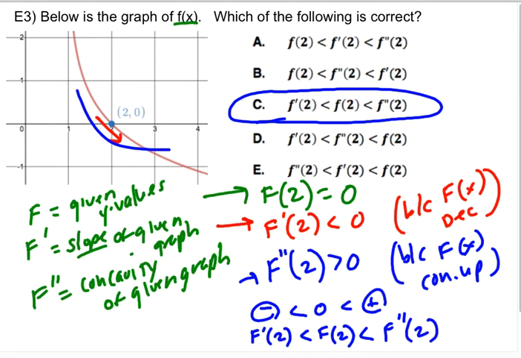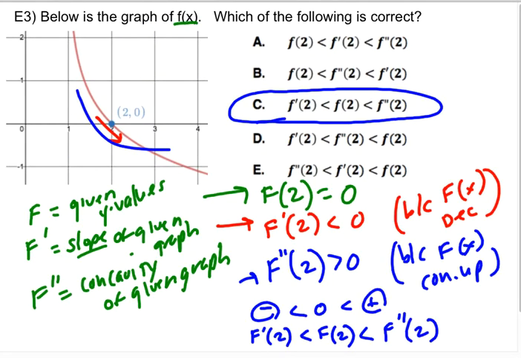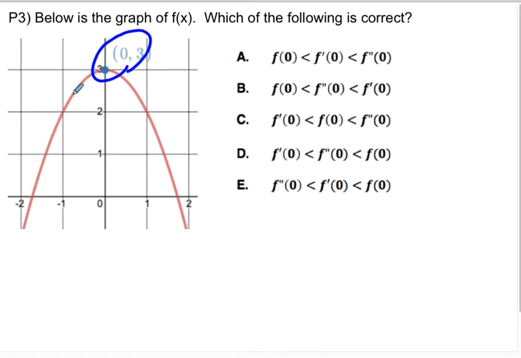All right, so same idea. Below is the graph of f of x. Which of the following is correct? Okay, so again, we're looking at 0, right? Here in the last one we looked at where x was 2. Here we're looking where x is 0, right? And essentially we're being asked the relationship between f and f prime and f double prime at this point. Well, f of 0 is 3, which for the record is a positive number.